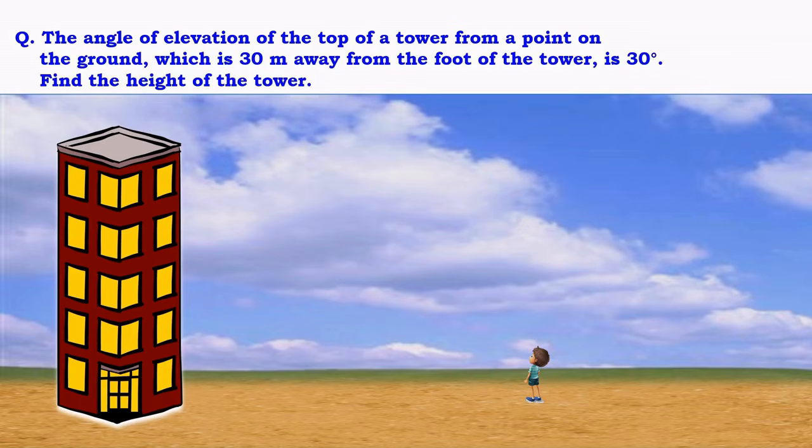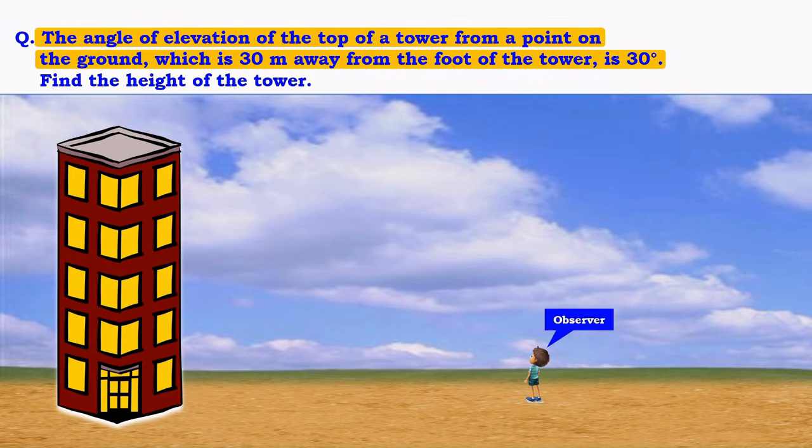Let us take the next question. The angle of elevation of the top of a tower from a point on the ground, which is 30 meters away from the foot of the tower, is 30 degrees. We have to find the height of the tower. Let us understand the figure.